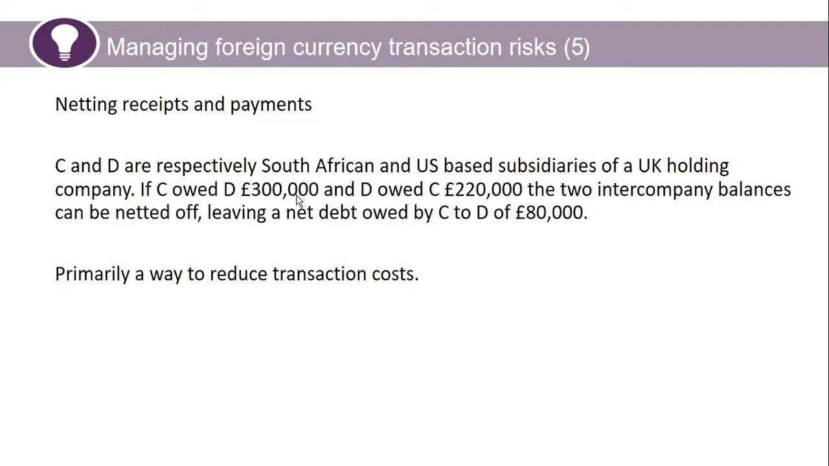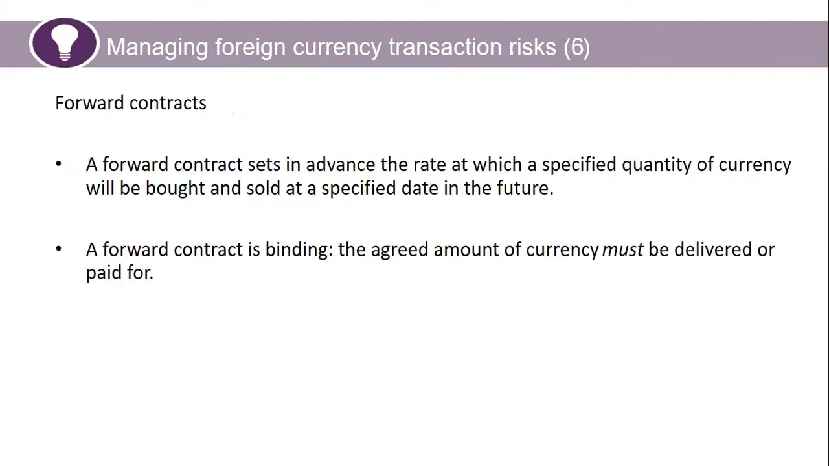Because there is a 300,000 payment which I have to make. If I send them 300,000 and after a few weeks they send me back 220,000, that does not make sense. Both subsidiaries are going to lose money on conversion. The better way is that you net off and C transfers 80,000 pounds today. That's very simple, but you need to know.